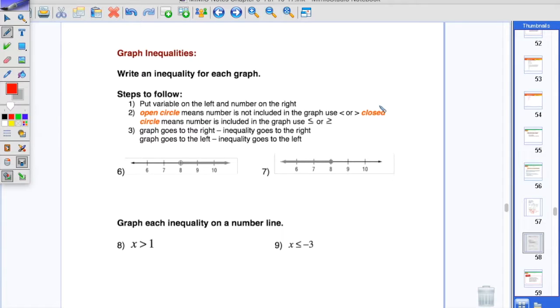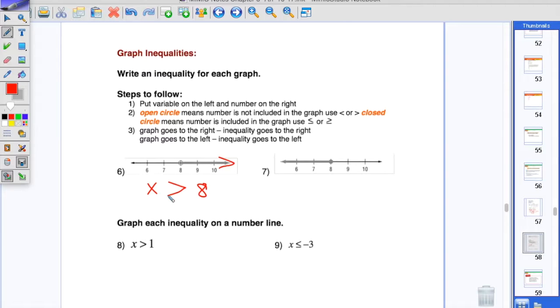So we have an open circle on 8, and our graph is going to the right. So we're going to put any variable, I'm going to use x, on the left, and the number that's being graphed is an 8. It's an open circle, so that means it's not going to have any equal signs. That means 8 is not included in it. Since my graph is pointing to the right, so is my inequality symbol. So x is greater than 8, so that means 9 can be a solution because that's greater than 8. 10 can be a solution because that's greater than 8. So any number greater than 8 is a solution.